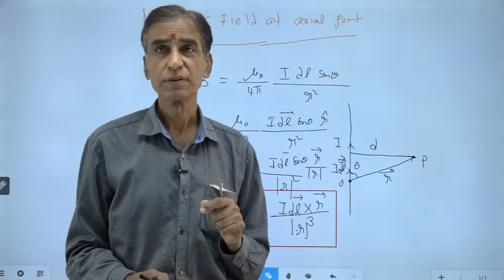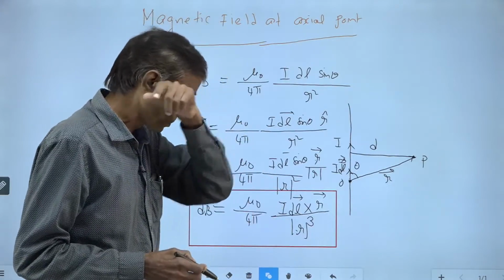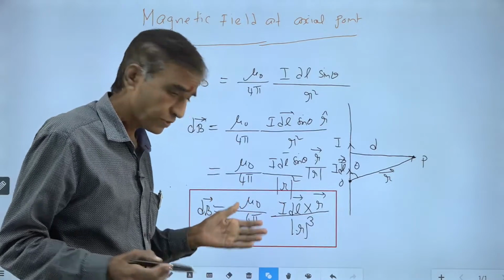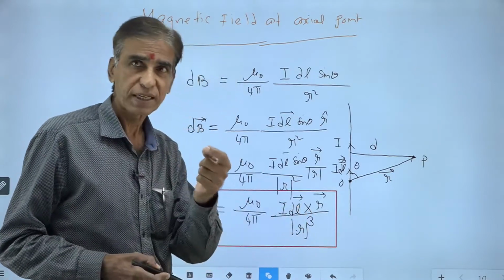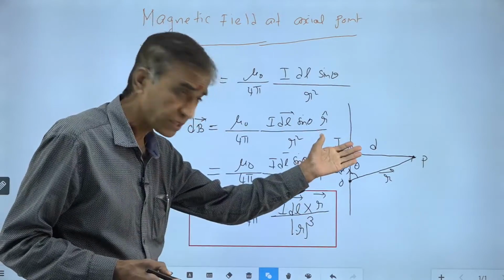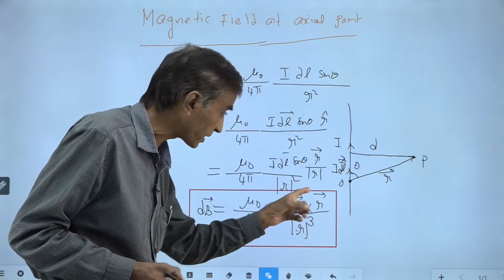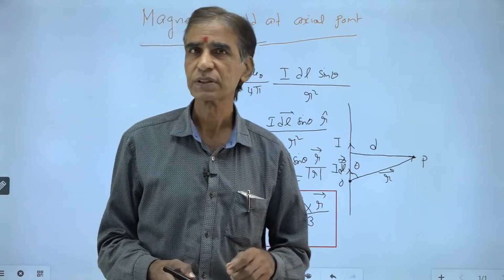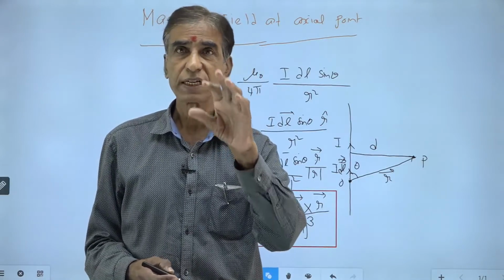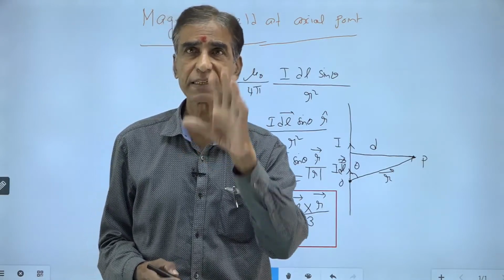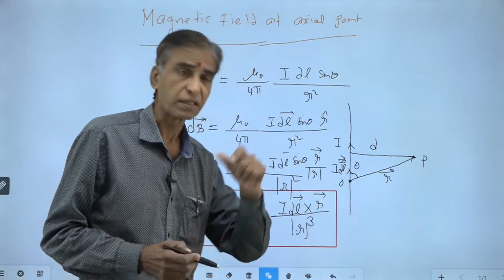Now, what is the direction of this dB vector? See this: mu naught by 4 pi is like a constant, a proportionality constant. R is only a number because it is only the magnitude of the position vector. So, where is the vector form? IDL vector cross R vector, isn't it? That means the direction of our dB vector will be decided by the direction of IDL cross R vector.